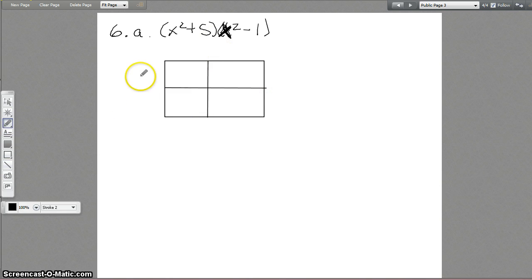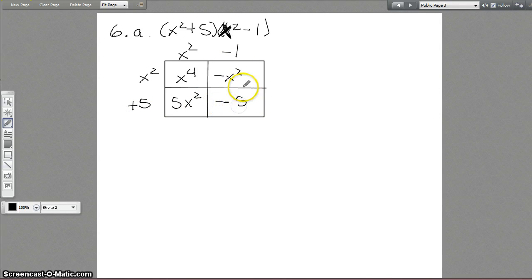Okay, so now I'm going to write x squared and 5 on the left side because it's understood to be a positive. We can go ahead and write a positive here if we want. And then x squared minus 1. So this top left box is going to be x squared times x squared. That's going to be x to the 4th because when we multiply two numbers that have the same base, we add their exponents. And then we have x squared times negative 1. That is negative x squared. Bottom left corner, we have 5 times x squared. That is 5x squared.